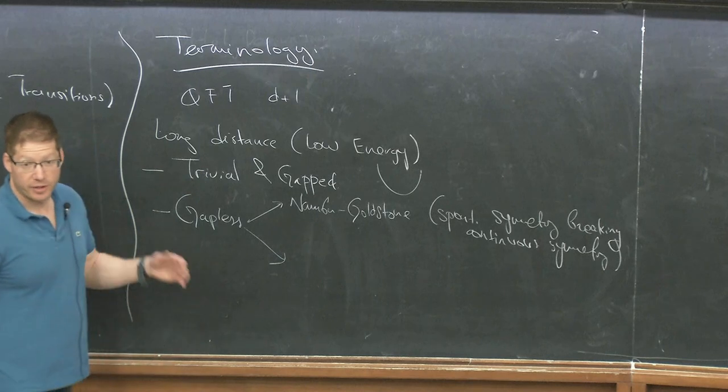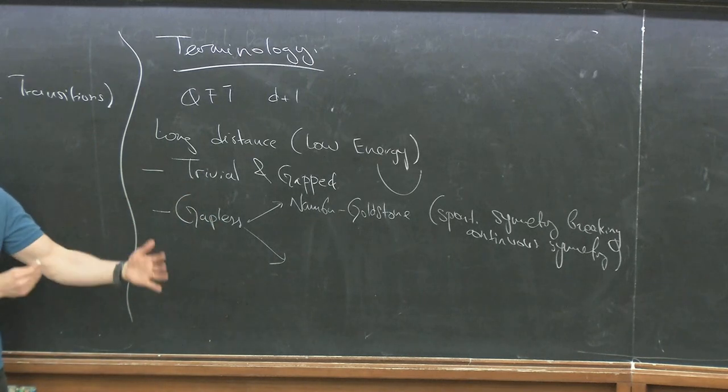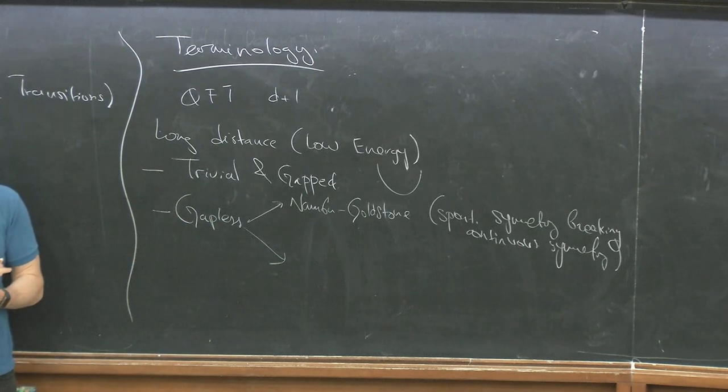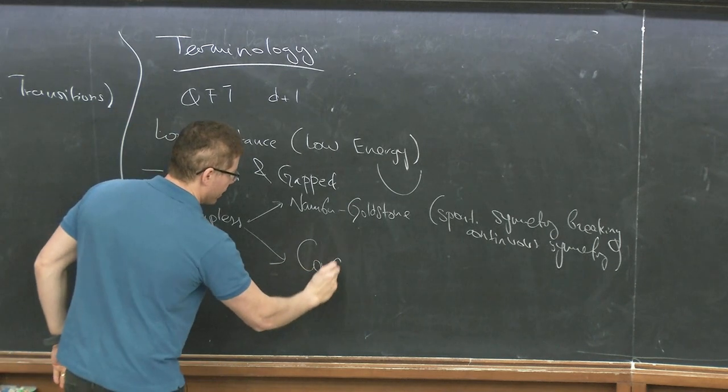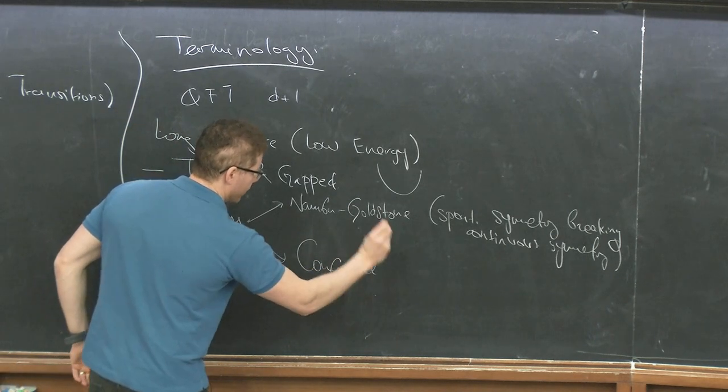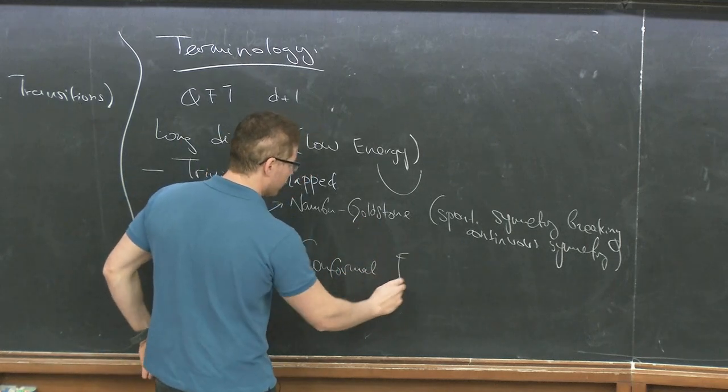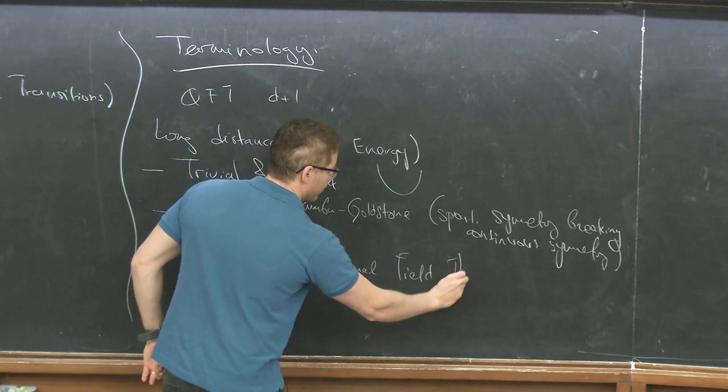That's one instance, and this is what happens in QCD in the massless, so-called chiral limit. The other situation when there are gapless modes is when we have a conformal field theory. Non-trivial conformal field theory. It could be trivial, but it could also be non-trivial. Conformal field theory.